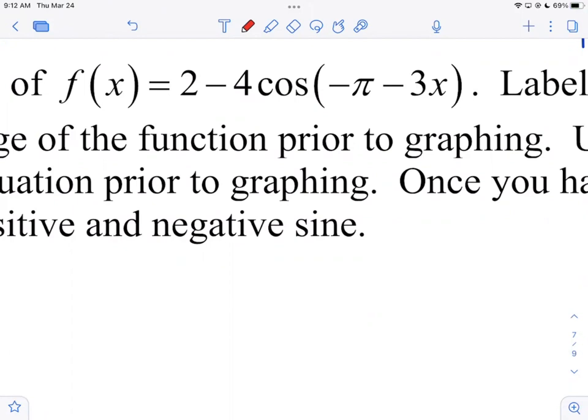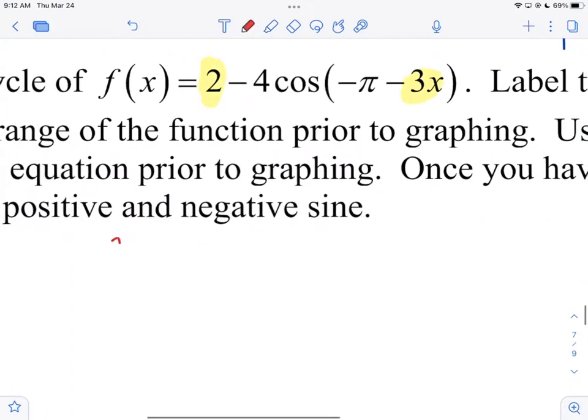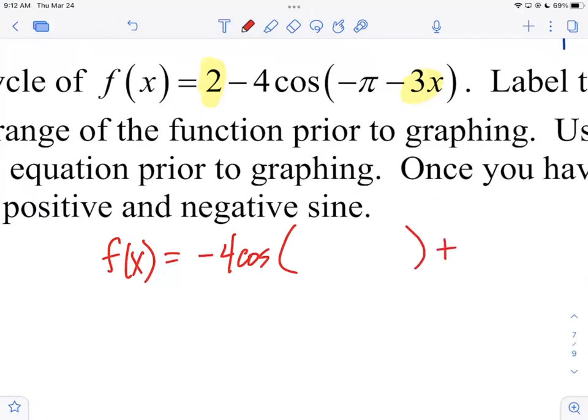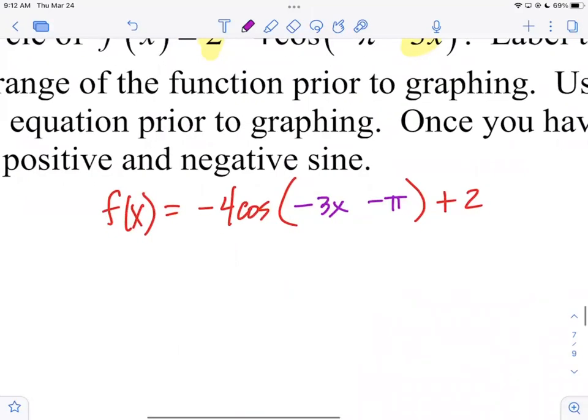This one has a couple of things that we need to do. We need to bring the 2 in the front to the back, and we first need to bring the x term inside to the front. I'll do it in 2 steps. So I'm going to have a negative 4 cosine, there's the inside, and I'll put the +2 at the back. On the inside, my first step is just to put the negative 3x term first, okay? If I try to factor out the negative 3 while I'm flipping it, I'll make a mistake. Y'all know that, so I try to avoid that.